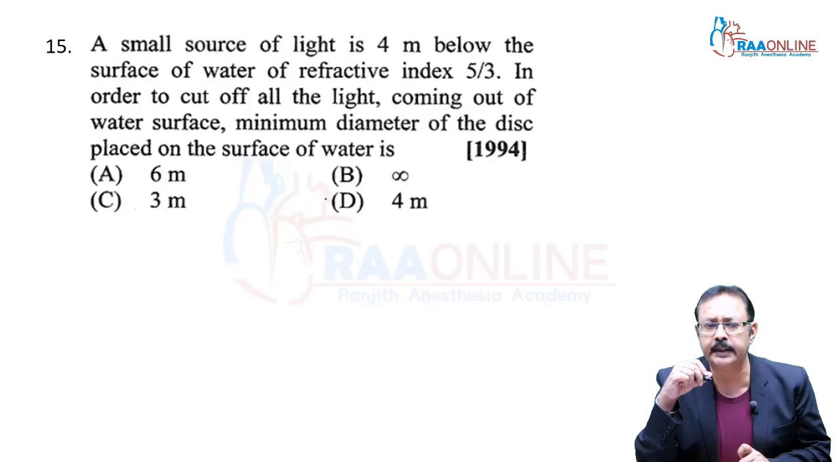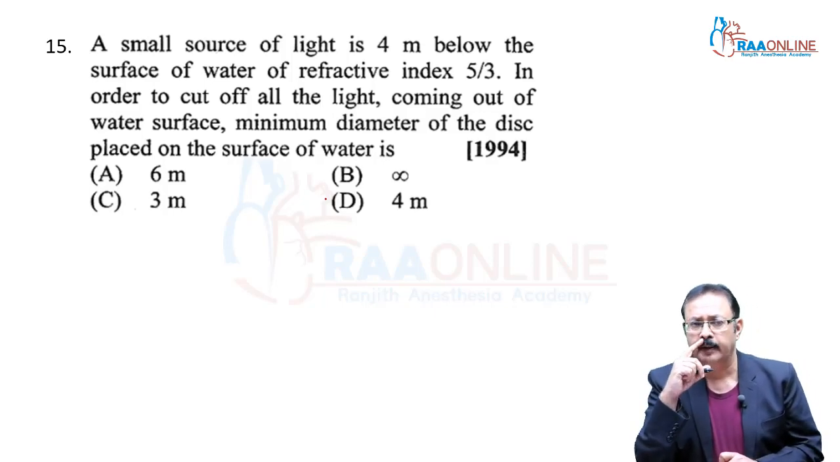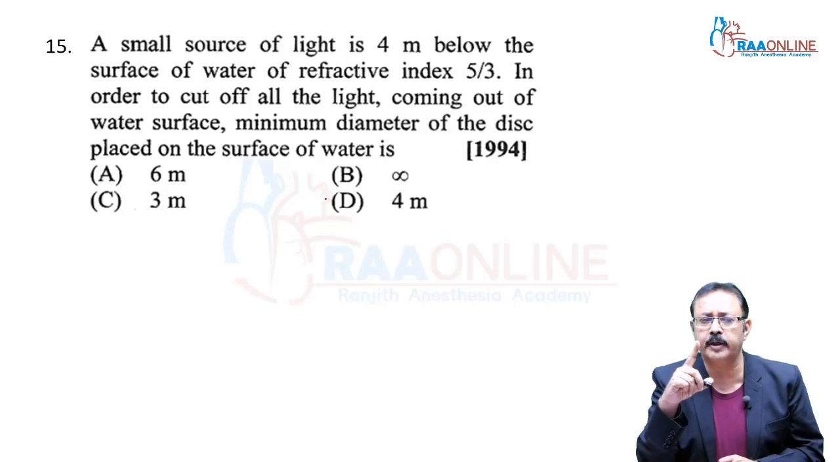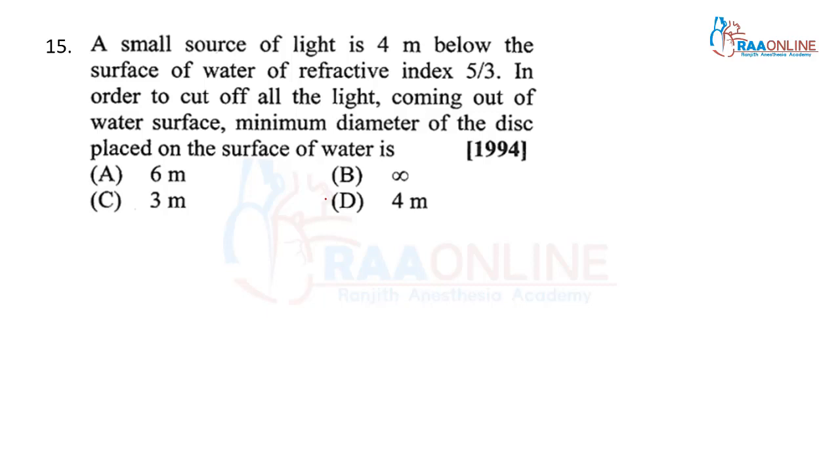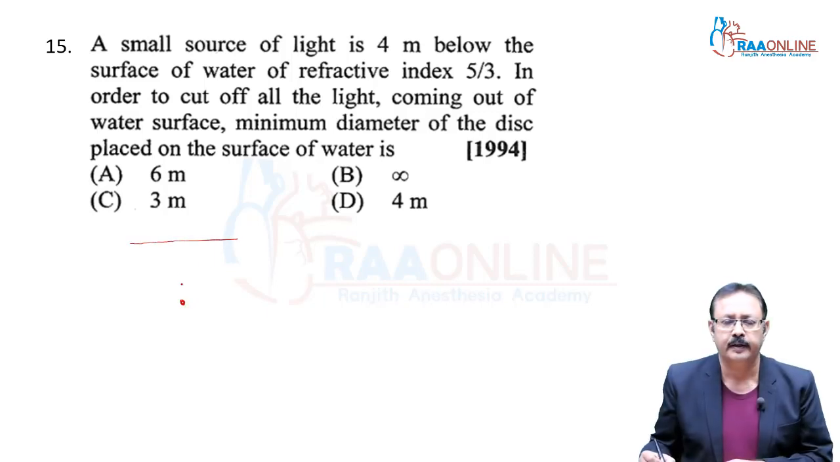15th, it is from 1994 AIPMT. A small source of light is 4 meter below the surface of water of refractive index 5 by 3. In order to cut off all the light coming out of the water surface, the minimum diameter of the disc placed on the surface of water is... Again, a fish type of problem is there. Fish or source is here. Light will go outside only from a circle of radius r, and r you can calculate by the formula h upon under root mu square minus 1.